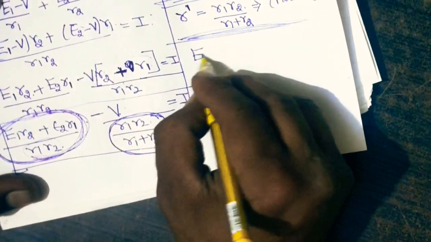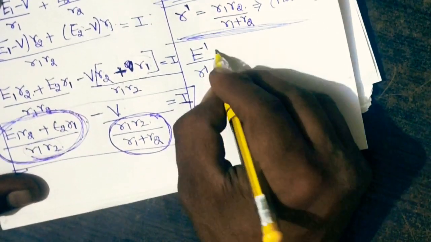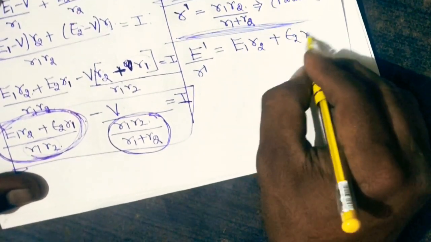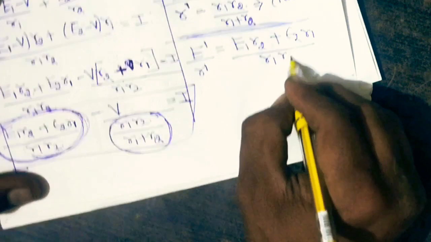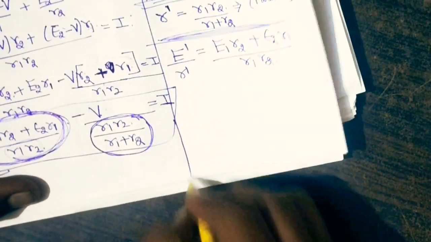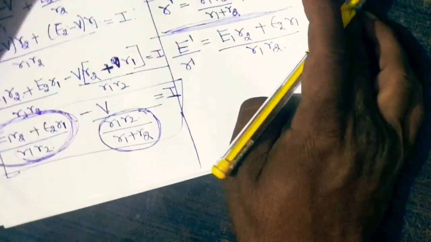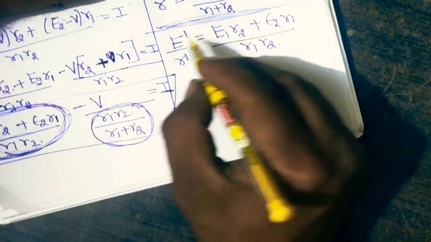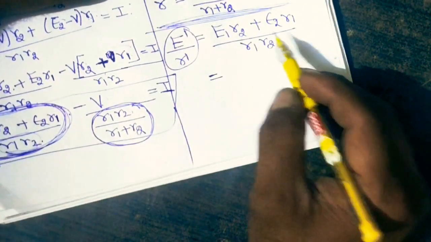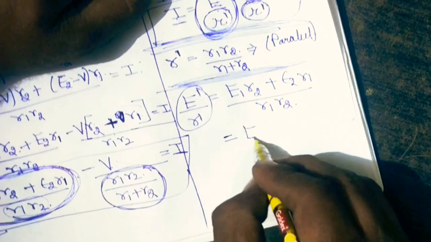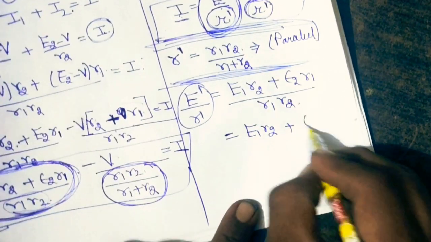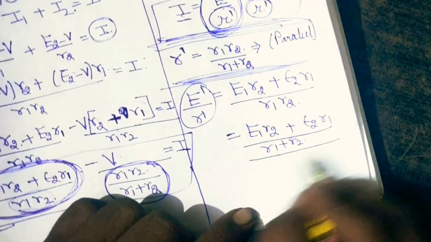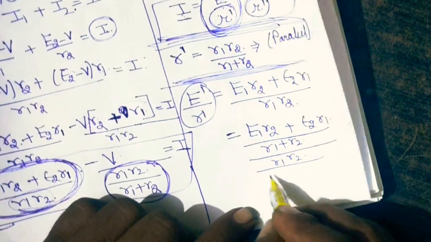So I will say E dash upon R dash will be equal to E1 R2 plus E2 R1 upon R1 R2. But this is not easy to remember. So in order to simplify it, we can do a little bit of editing here. What type of editing will I do? Otherwise I can directly remember it, but it will not be that easy to remember. So what I will do, I will divide and multiply the denominator by R1 plus R2. Then the formula will become a little bit easier to remember.